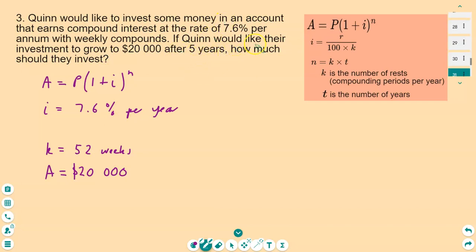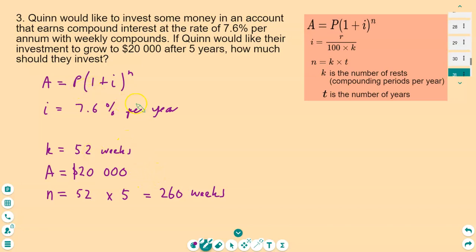After 5 years, so that means if it's compounding weekly, we're going to have K times T, our magic number: 52 weeks per year times 5 years will give us our total number of weeks in 5 years. Hopefully I haven't annoyed you too much by repeating myself. 260 weeks. A lot of weeks in 5 years.